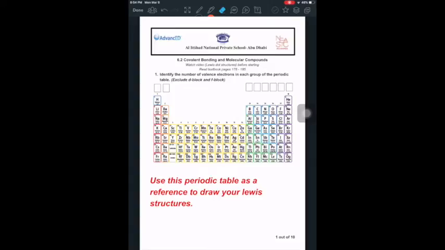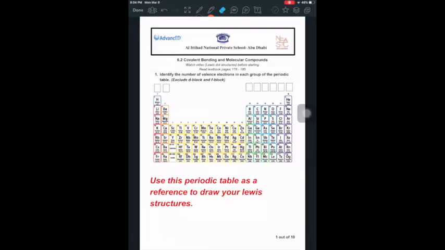Now it's time to go back to reviewing Lewis structures. I know it's been about 2 weeks, so you might have already forgotten a couple of things, but we'll go over it. The first thing I need you to know about drawing Lewis structures is how to find the correct number of valence electrons.